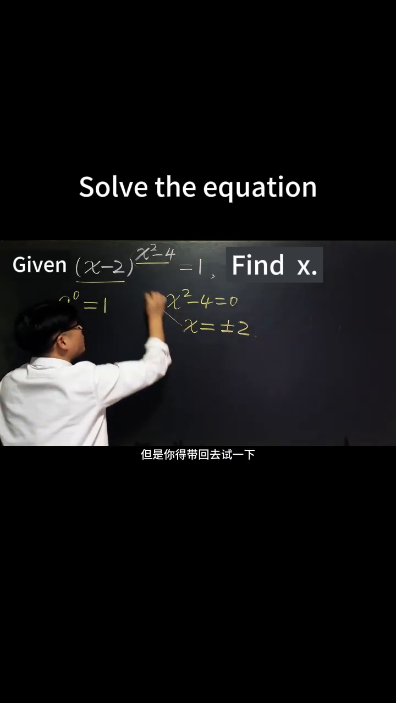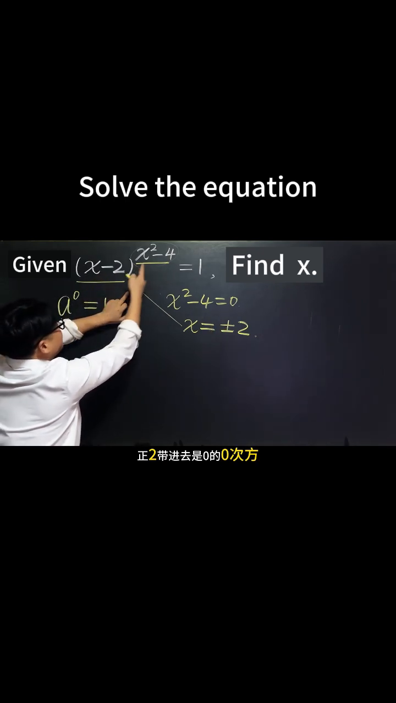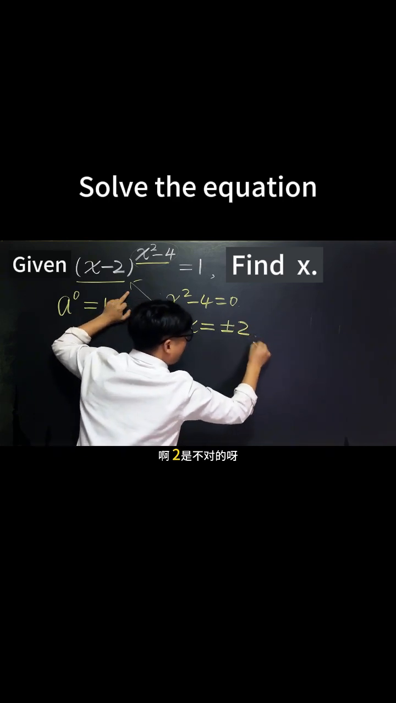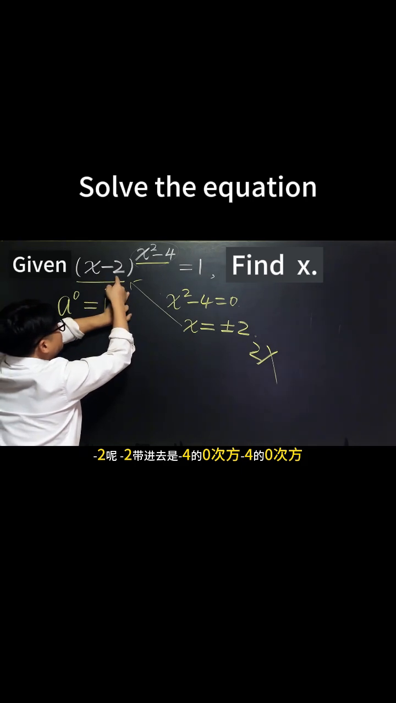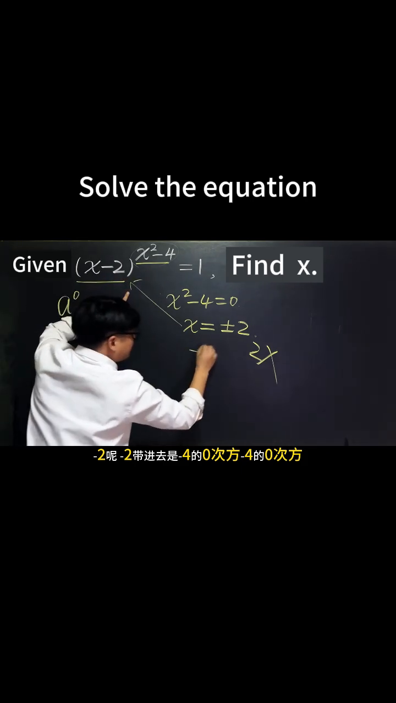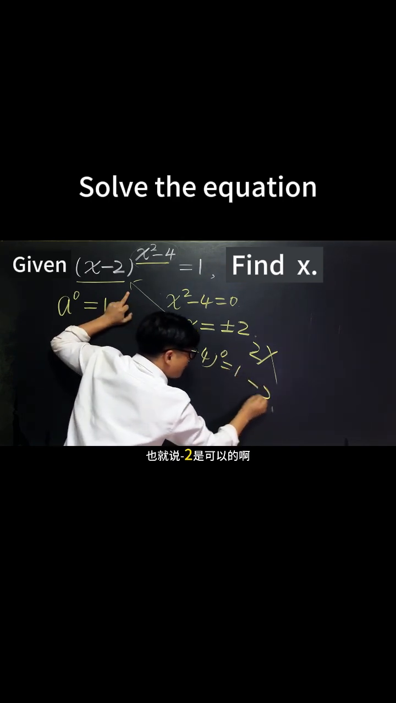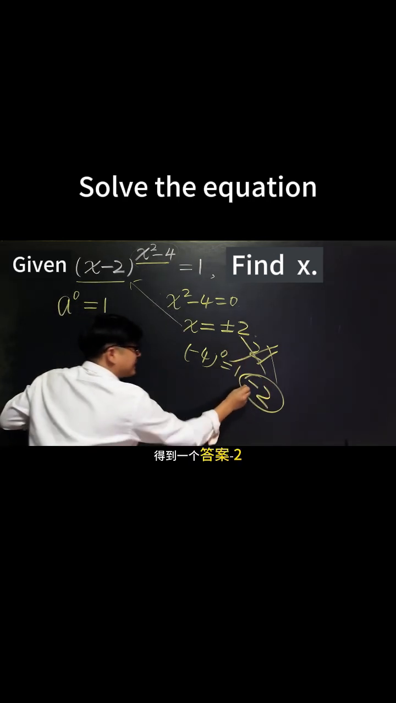But you have to substitute it back in and check. If you plug in positive 2, you get 0 to the power of 0. So positive 2 doesn't work. What about negative 2? If you substitute negative 2, you get negative 4 to the power of 0, and there's nothing wrong with that. It equals 1. So negative 2 works. So 2 doesn't work, and we get one answer, negative 2.